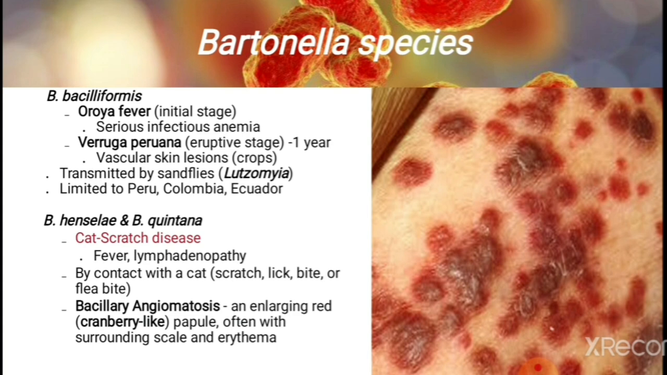While Bartonella henselae and Bartonella quintana are the causative agents of cat scratch disease. It can cause fever and lymphadenopathy. How are you going to acquire cat scratch disease? By contact with a cat, via its scratch, via licking, or you have been bitten or had a flea bite from the cat. It can also cause bacillary angiomatosis, which is an enlarging red cranberry-like purple lesion, often with surrounding scale and erythema, which is found in the picture.